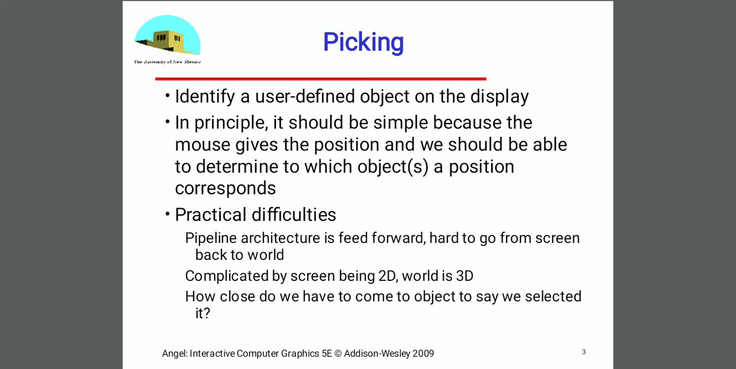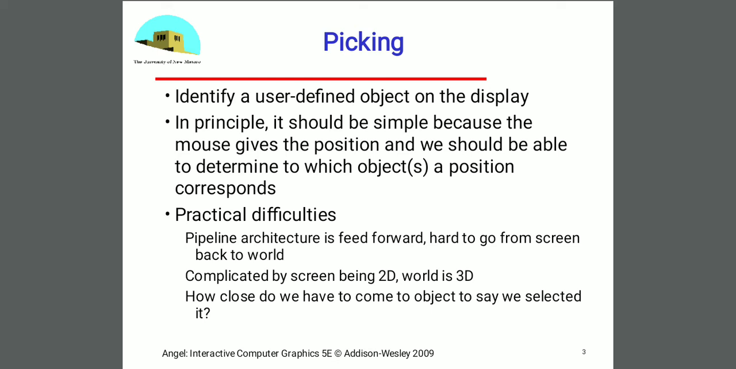What are the practical difficulties in this? It does not support pipelining. Pipelining means what? When you are doing operation 1, third operation also can be done parallelly. When you are doing second operation, fourth operation can be done parallelly. So in a pipeline, parallel operation can be done. So picking does not support much pipelining. Depending on the pick operation, you can define the pipelining. The pipeline architecture is feed forward.